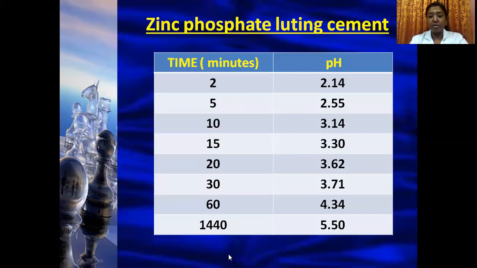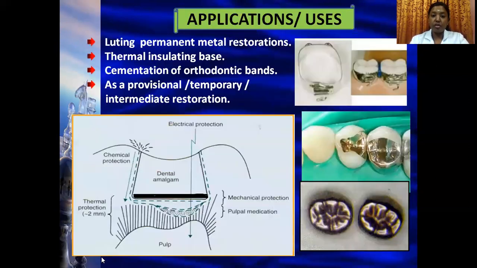So this is a table in Anusavice which gives you the time and the pH value. So 2 minutes after mixing, the pH is 2. After 5 minutes, it increases to 2.55. At 10 minutes, it increases to 3.14. At 15 minutes, it increases to 3.3. At 20 minutes, it comes to 3.6. At 30 minutes, it is 3.7. At 60 minutes, it is about 4.3. At 24 hours, it reaches around 5.5, and at the end of 48 hours, it reaches the neutral pH.